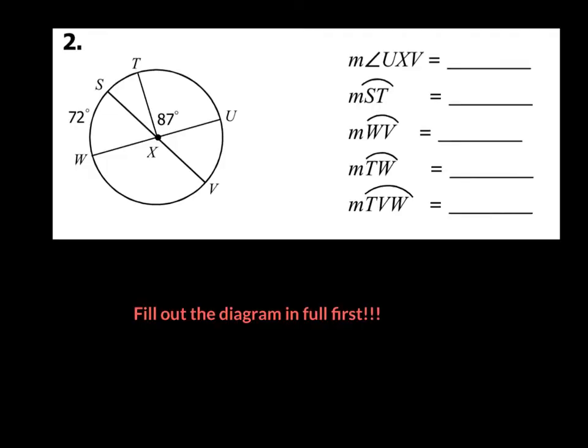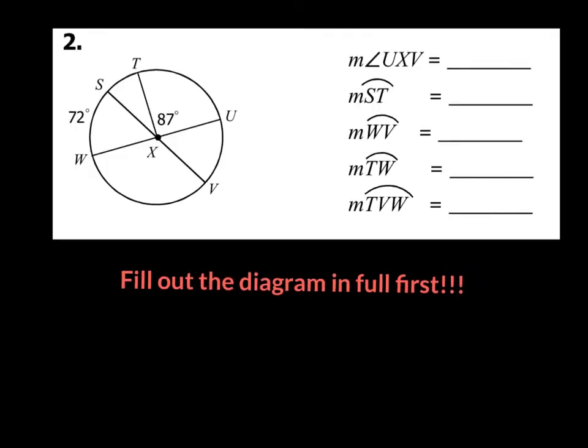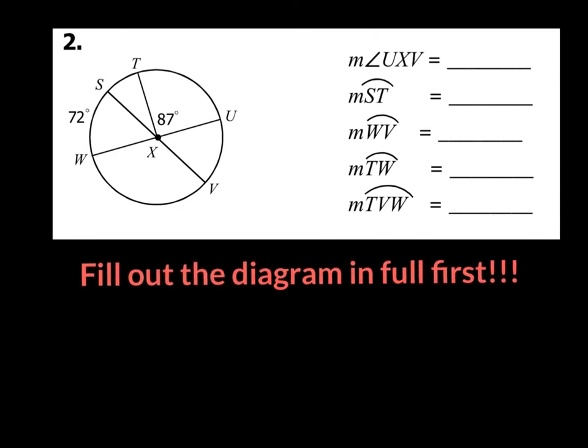So before we get going too far, remember to fill out the diagram in full first. So let's take a look at number 2. I know that W to U, okay, this is a diameter, which means that that's equal to 180 degrees. So this is 180 degrees, and this is 180 degrees. So use that to your advantage.